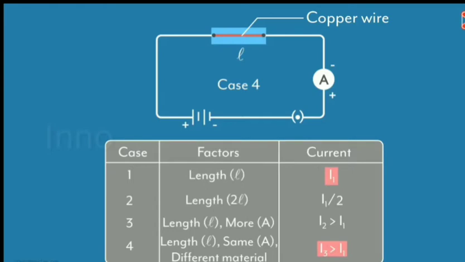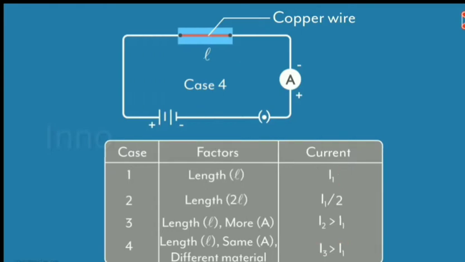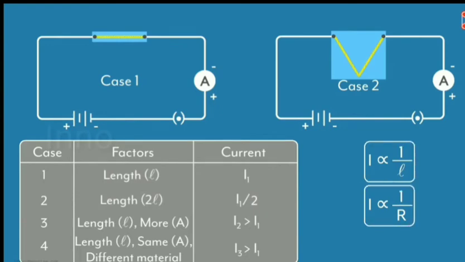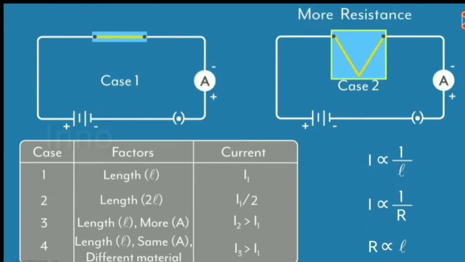Now let's understand the results case by case. We see that as the length of the wire increases, the current reduces. By the same factor, it implies that the current is inversely proportional to the length of the wire. And by Ohm's law, we know that the current is inversely proportional to the resistance of a conductor. So these two together imply that the resistance R is directly proportional to the length of the wire. More the length of the wire, more will be the resistance.